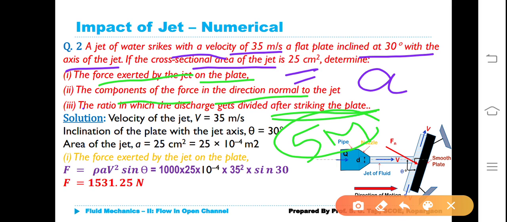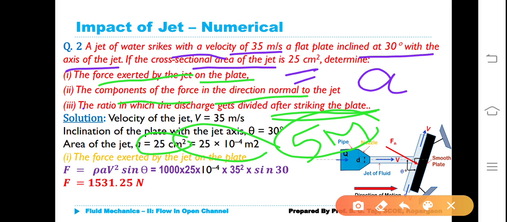Solution. Velocity of the jet V is equal to 35 meters per second, which is given. Inclination of the plate with the jet axis, theta, is equal to 30 degrees. Area of the jet A is directly given, 25 centimeters squared. We have to convert into meters. That is nothing but 10 to the power of minus 4. You have to use it as a multiplication factor. Then you will get it in meter squared.